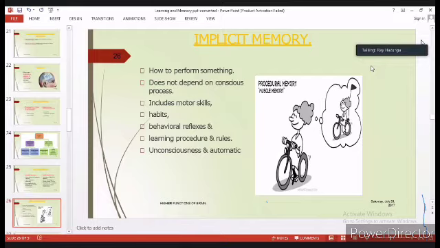This is what I was explaining: how to perform something depends on processes, including motor skills, but you don't have to think about it consciously. So it's procedural memory. Your brain already knows about it, so it's unconscious and automatic. It does not depend on conscious processes. That's the implicit memory. When we talk about procedural memory, I've explained that already.